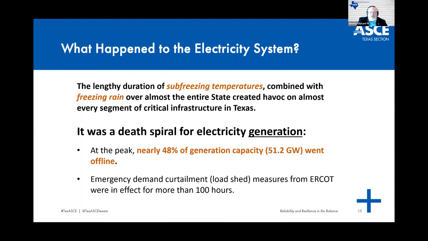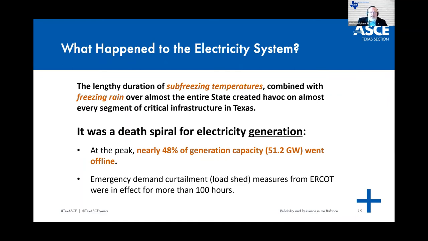The cause was both due to freezing of equipment in the power plants due to lack of winterization, but also due to significant interdependencies we have discussed with adequate fuel availability, primarily the circularity of interdependency between natural gas production and transport and electricity generated using that natural gas.